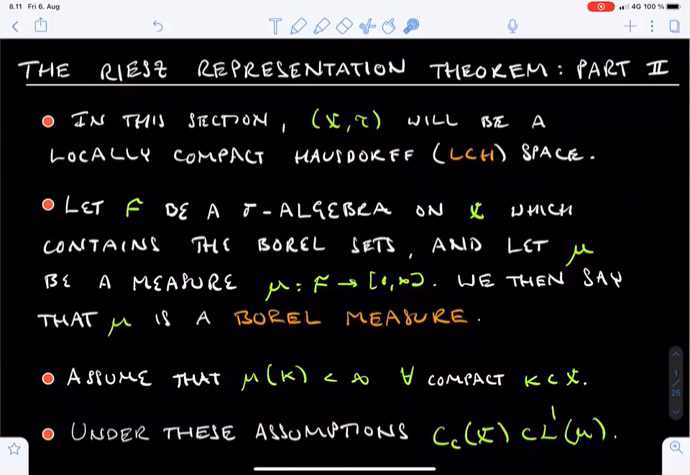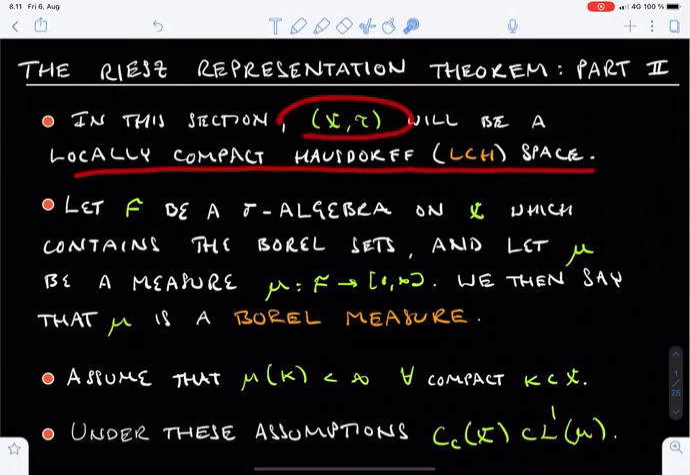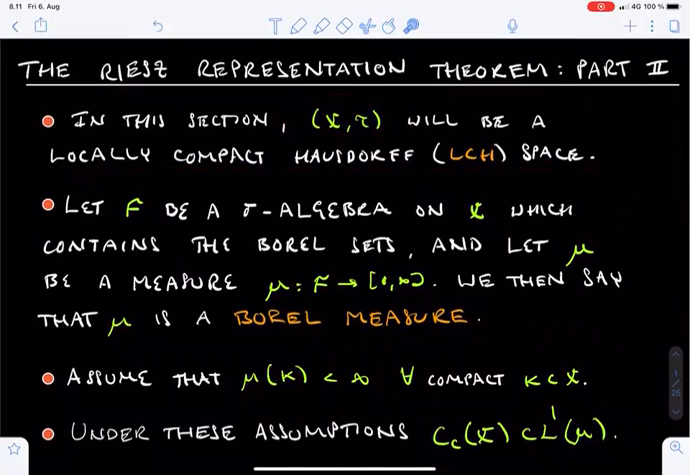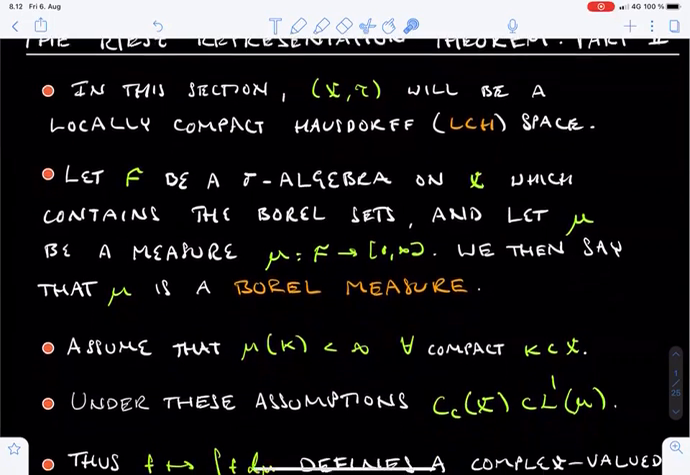As on the previous lecture, we will work in a topological, locally compact Hausdorff space, X tau. We already introduced the Riesz representation theorem once before, but now we can be more specific about the hypothesis, so we will introduce it again.